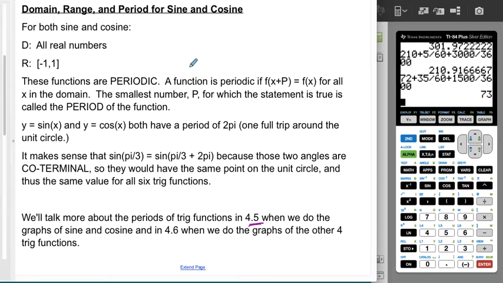All right, so these functions are called periodic. A periodic function has the form f of x plus p equals f of x for some x in the domain. The smallest number p, for which that statement is true, is called the period.